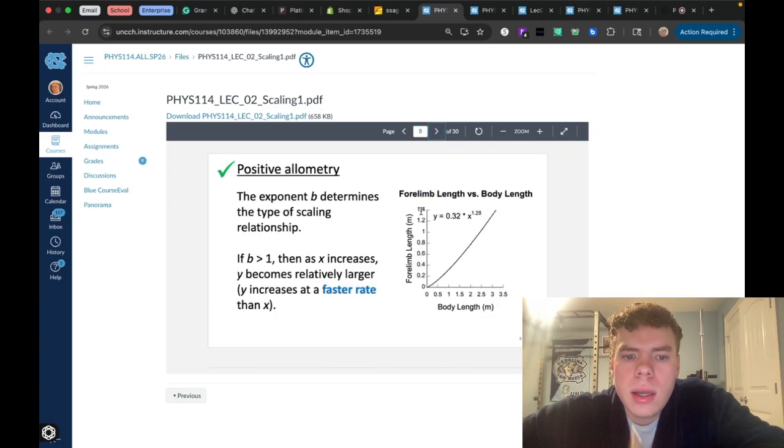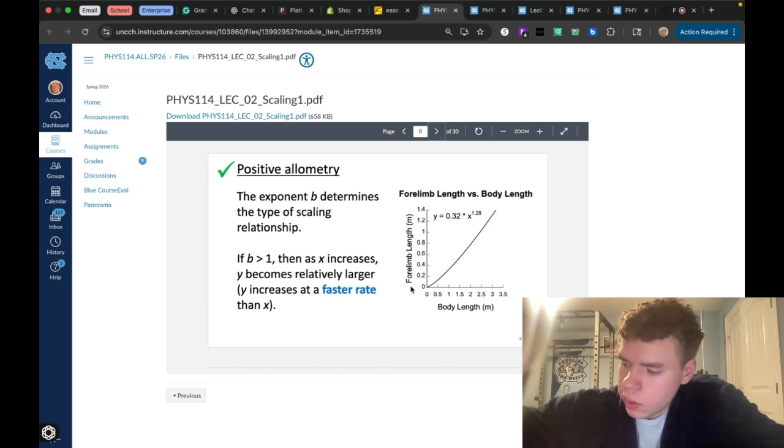Positive allometry. The exponent b determines the type of scaling relationship. So forearm limbs versus body length. If b is greater than 1, then as x increases, y becomes relatively larger. Y increases at a faster rate than x. So this is body length versus forearm length.